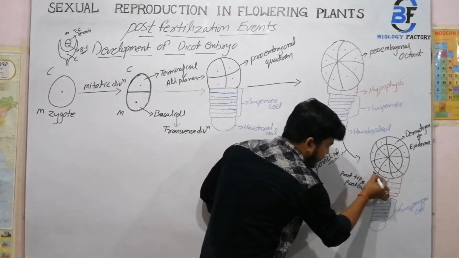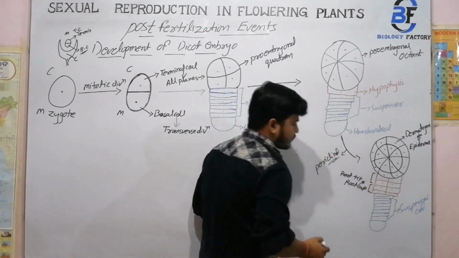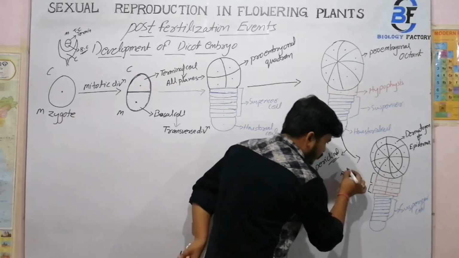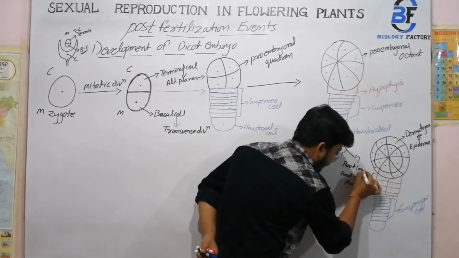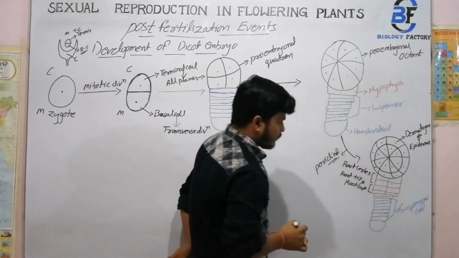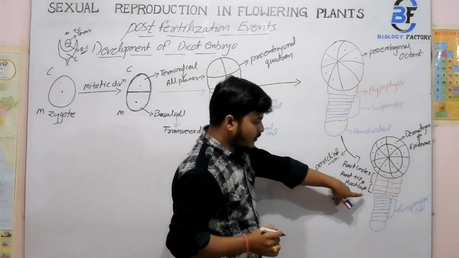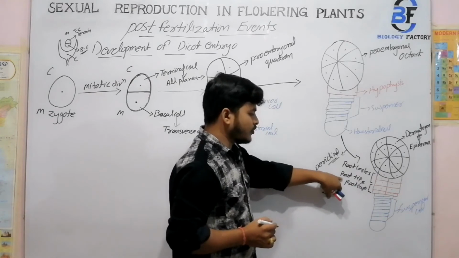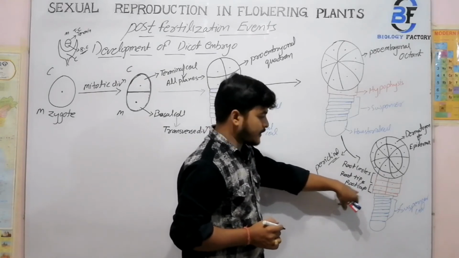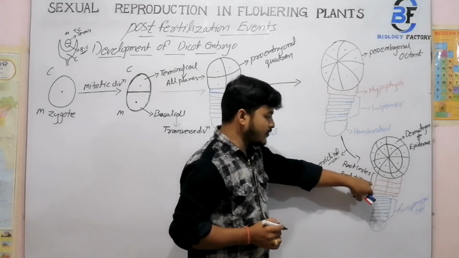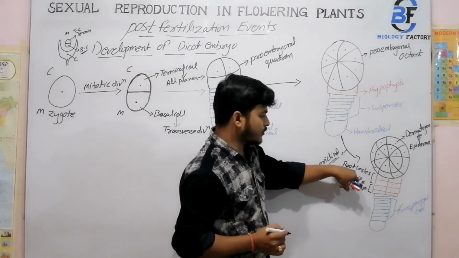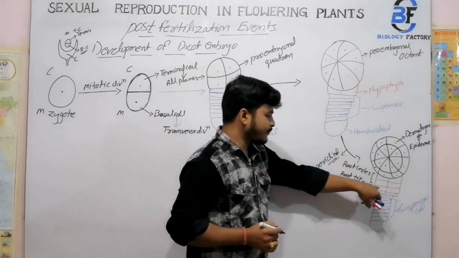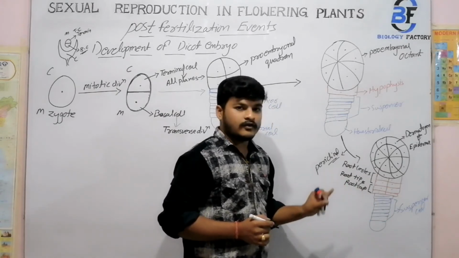Next, the upper 4 cells which are attached to your octant structure, that means your proembryo, form your root cortex. I again repeat, the cells towards your micropylar end, attached to your suspensor, form your root cap or root tip, that means your radicle part. Next, the cells attached to your proembryo form your root cortex, that means these 4 cells form your root cortex and the lower 4 form your root tip or root cap.